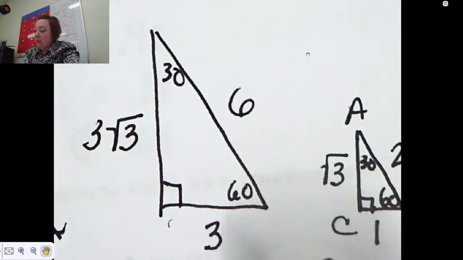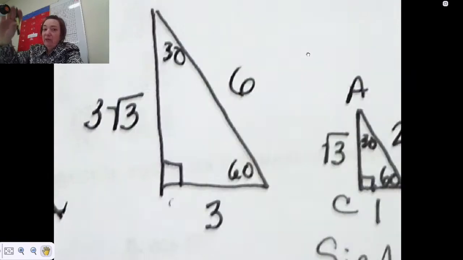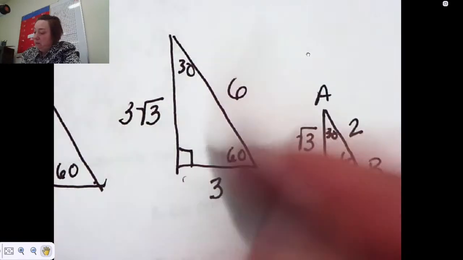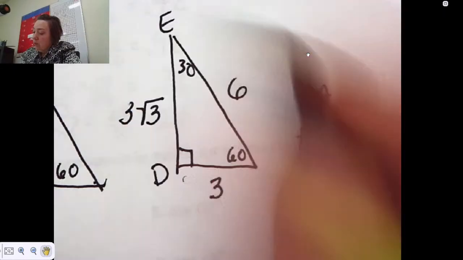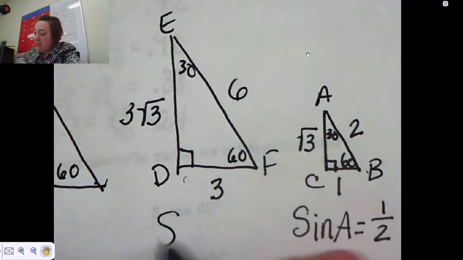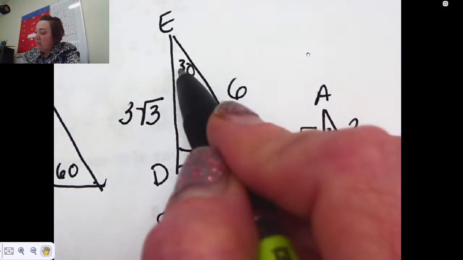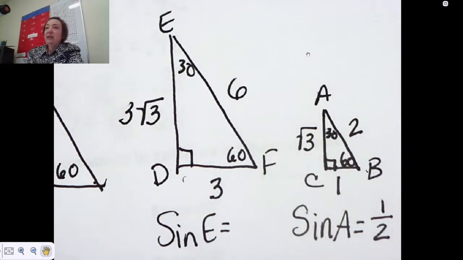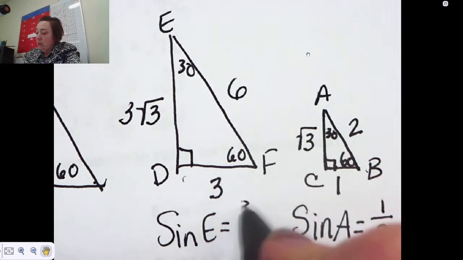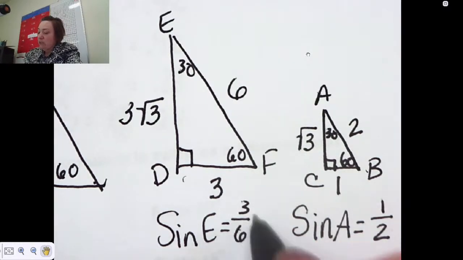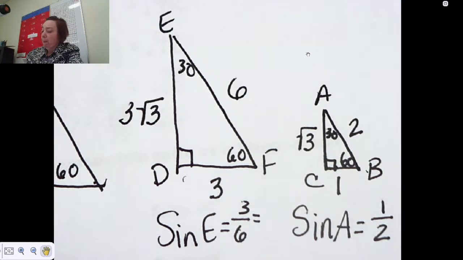So if we want to find the sine, we're going to call this DEF, right? If we want to find the sine of E, which is the 30-degree angle, sine is some old hippie. So O, that's opposite side. What's the opposite side of E? And what is the hypotenuse? What does 3 over 6 simplify to? 1/2. Y'all seeing what I'm seeing?